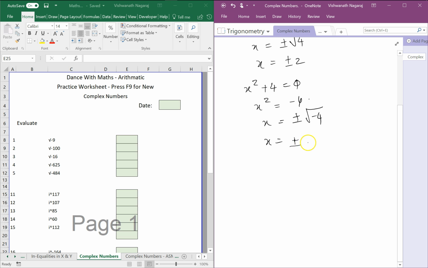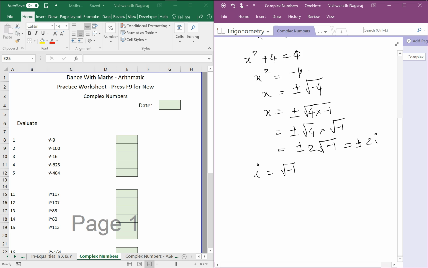So plus or minus square root of 4 times minus 1, square root of 4 times square root of minus 1, plus or minus 2 and square root of minus 1. And then this square root of minus 1 was given a symbol, and that is i. So i was given as square root of minus 1, like a shortcut kind of thing. So then this becomes plus or minus 2i.